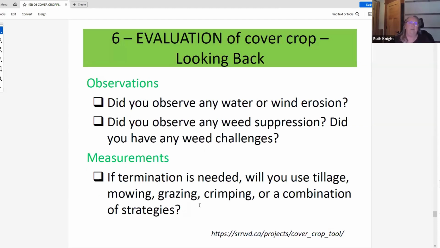And in the 6-step evaluation, which is always really important, not just at the end of the season, but throughout the season: did you observe water or wind erosion? We don't want our soil ending up on the neighbors. Did you observe weed suppression, or did you have weed challenges? Were there opportunities for perennials getting established? And if termination is needed, how well does that happen? And do you have to use a combination?